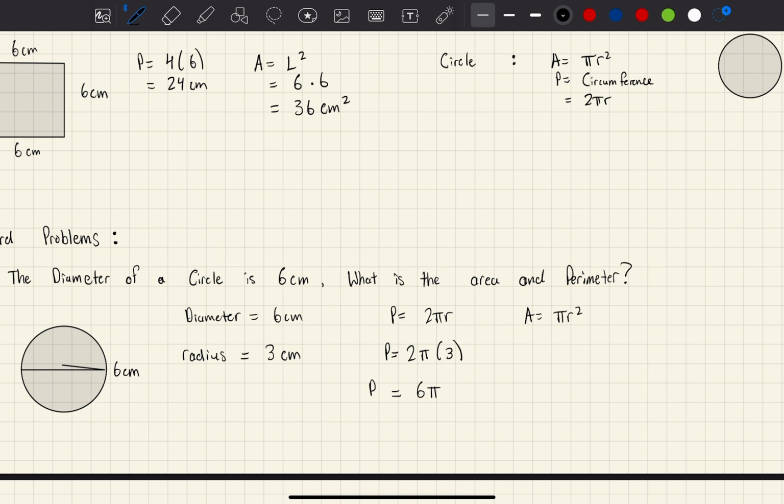Okay, now solving for the area. So our area is equal to pi r squared. We can write pi. We can sub in our value for the radius, which is 3 squared. I forgot the units on this side, centimeters. Now for our area, we have pi 3 squared, so we can do 3 squared. 3 squared is 3 times 3, which is 9 pi centimeters squared for the area. Good.